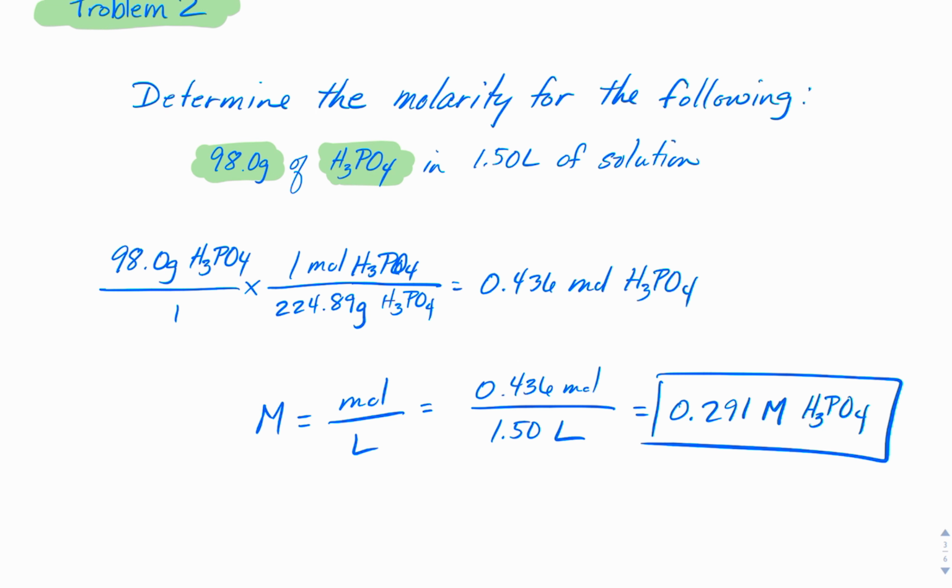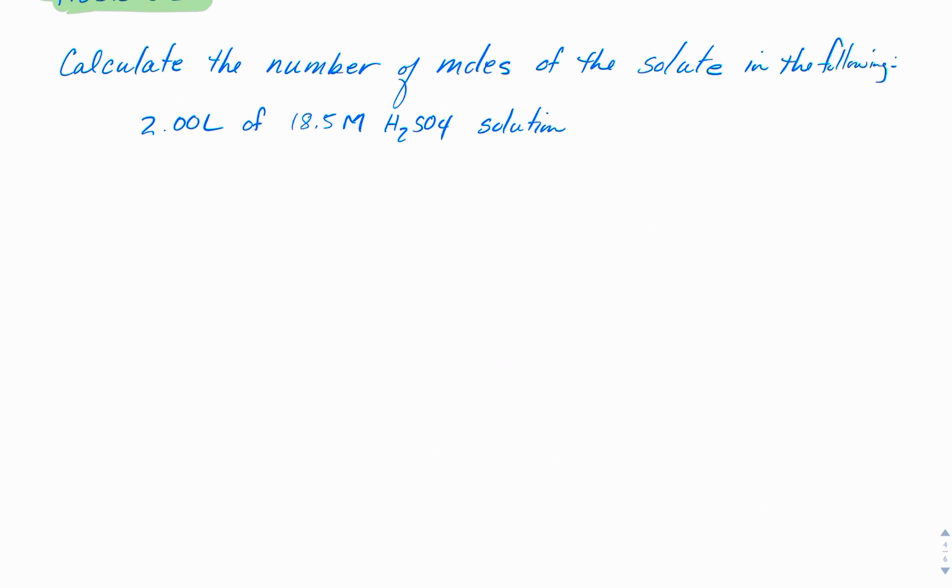Okay, let's try another one, just so you'll have a couple of examples. This problem says calculate the number of moles of the solute in the following. So this time you're given molarity here of 18.5 molar, and now asked to calculate the moles. So we're going to be kind of going backwards from what we have done previously.